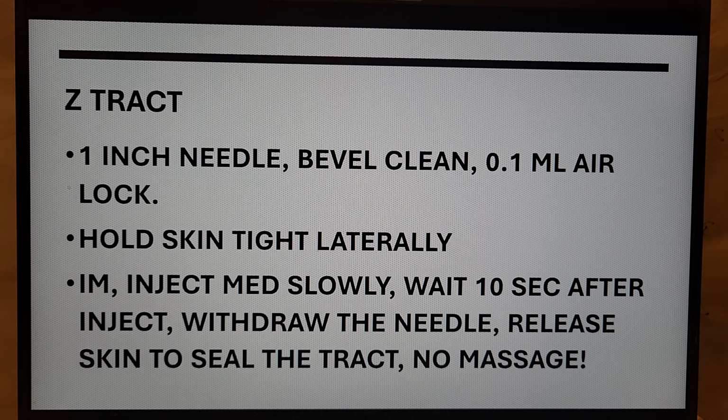Then you pull the needle and you release the skin to seal the tract, right? The reason why you wait for 10 seconds is so that when you release later, it makes a zigzag, right? So the medication will not easily come out. That's the point. And do not massage, because if you massage, then the medication will come out and burn the skin, right? So this is how to do the Z-track.